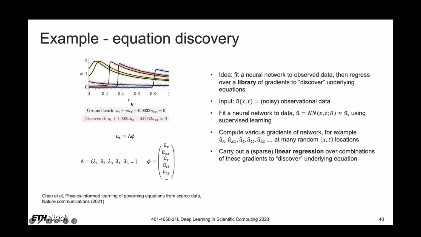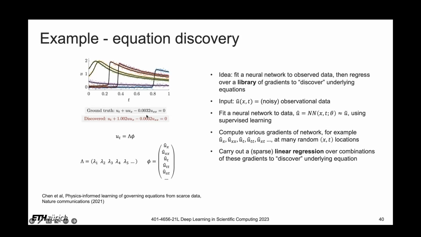Then, once you fit it, you can start to compute various gradients of that network at random locations, so random time points. Like the gradient of the network with respect to X, twice with respect to X, with respect to T, et cetera. Then you have all these gradients and you can say, my underlying equation I'm going to assume is some linear combination of all these gradients. That is what the Burgers equation is. If you look at it, it's U_T equal to these linear combinations of our gradients.